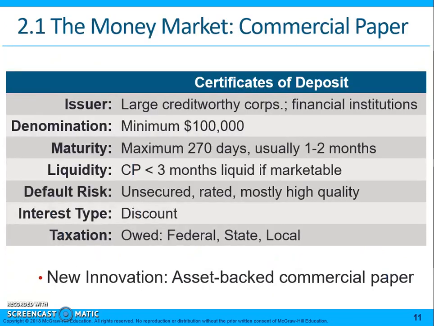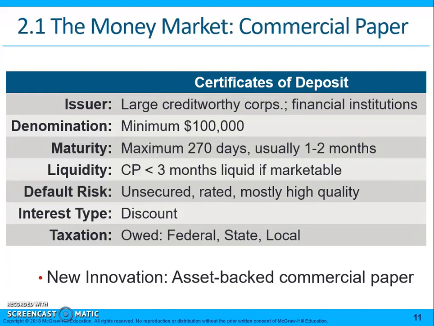Commercial paper is the next instrument. I don't know why it says certificates of deposit there. It should say commercial paper here. Commercial paper is issued by very large, very highly rated corporations and financial institutions. Minimum denomination, $100,000. Maturity is a maximum of 270 days or less. Usually they're 1 to 2 months.